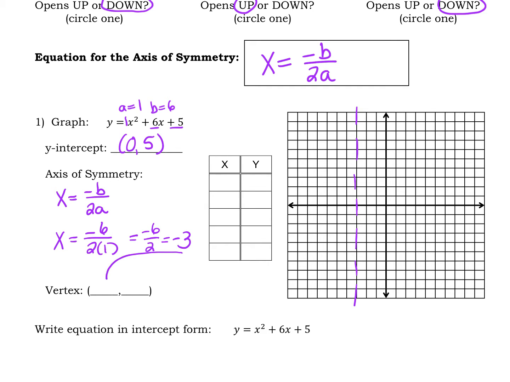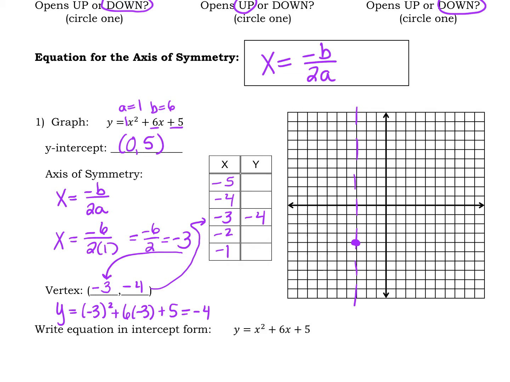Now remember, my axis of symmetry will always be the same as the x of my vertex. So now I'm going to take that x, plug it back into my original equation to get the y of my vertex. And I'm going to get negative 4 when I plug that in my calculator. So now I'm going to take this point and put it in the middle of my table to build a table around my vertex. So I'm calling it negative 3, negative 4.